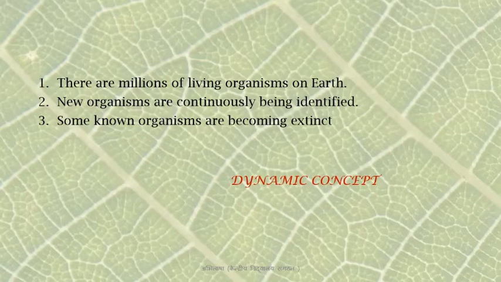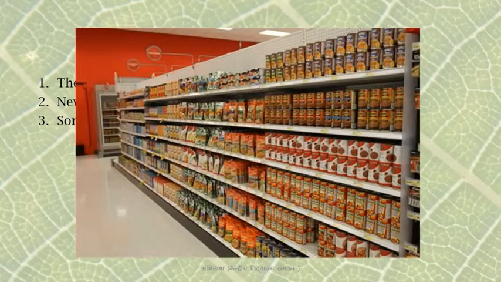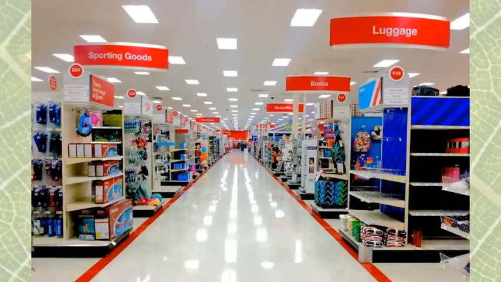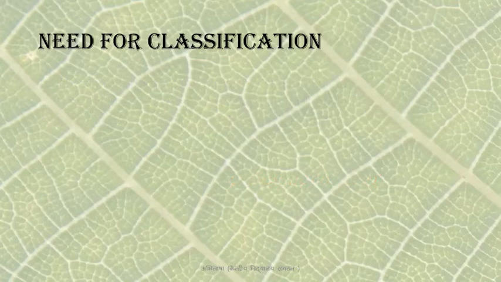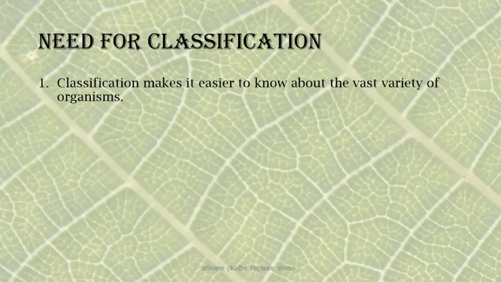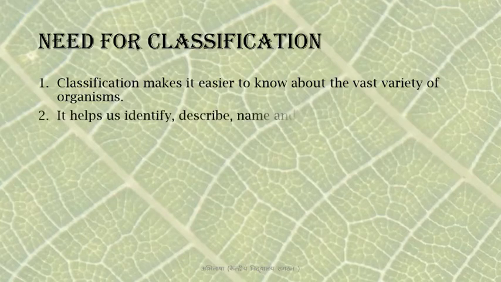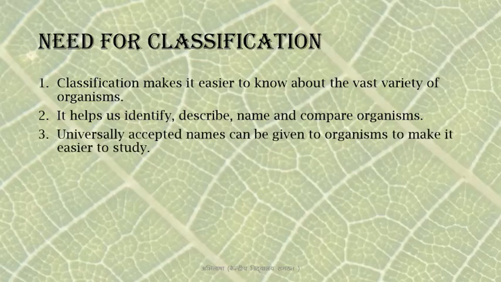So how do we study these? We classify them into groups to make our work easier, just as a shopkeeper would keep different items in different shelves and tag them to locate them easily. So this is the need for classification. Let's summarize. Classification makes it easier to know about the vast variety of organisms. It helps us to identify, describe, name and compare organisms, and universally accepted names can be given to organisms to make it easier to study.